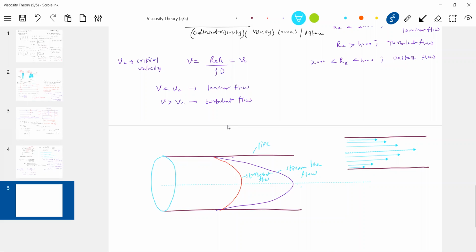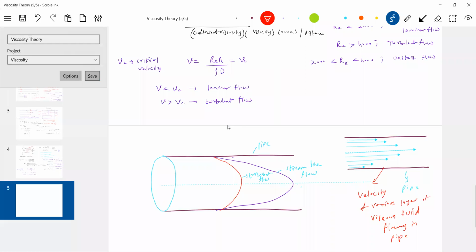Fine. So there's a basic condition we can put here. If the liquid and this velocity profile, do remember. So there's a pipe. What this diagram shows is the velocity of various layers of viscous fluid flowing in a pipe. Fine. So this is about the theory.